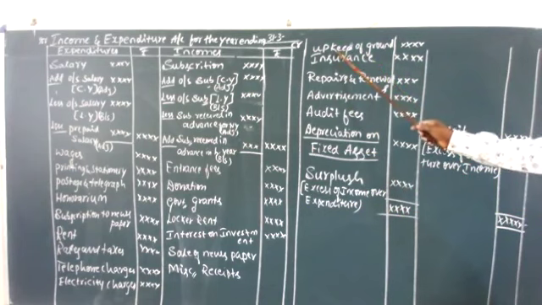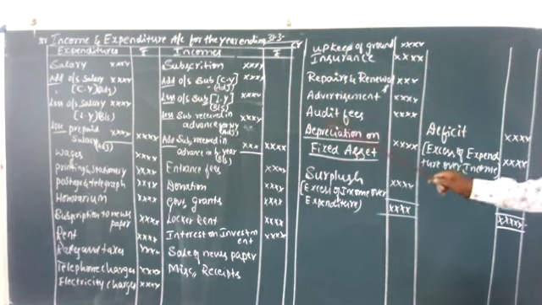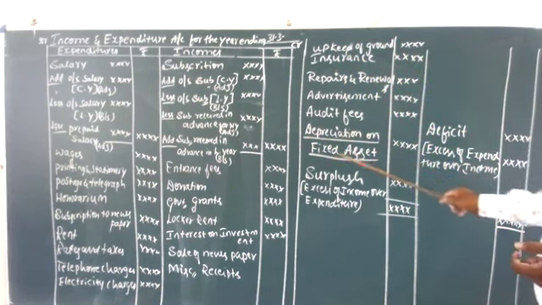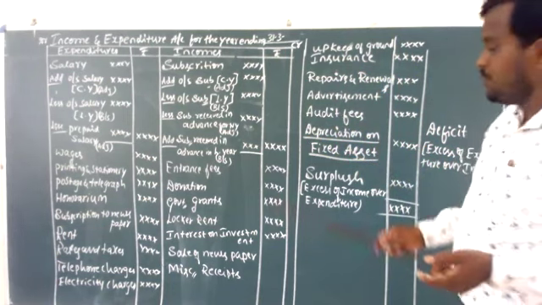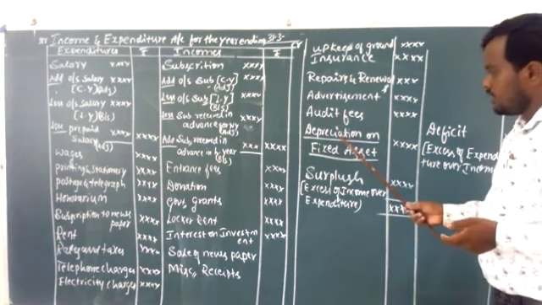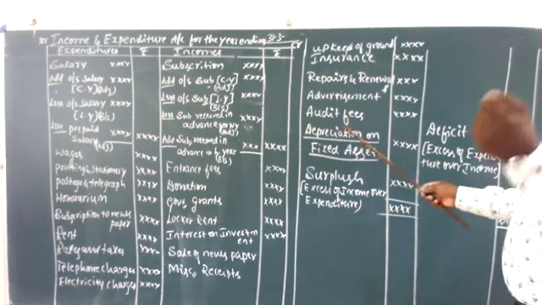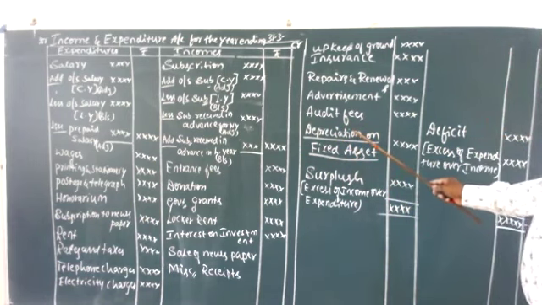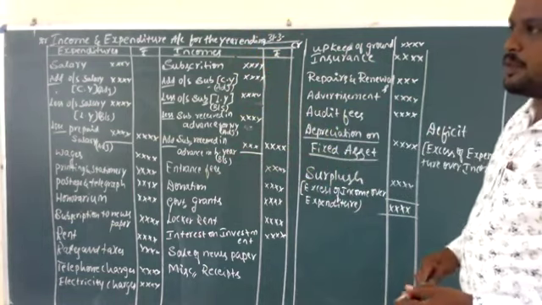Other revenue expenditures are upkeep of ground, insurance, repairs and renewals, advertisement, audit fees. The major point is depreciation of fixed assets. If any depreciation is given in the adjustments, it should be recorded in the debit side because it is an expenditure. Depreciation means reduction in the value of an asset. It is an expenditure or loss to the NPO. That's why it is recorded in the debit side. So this is how to prepare the income and expenditure account.